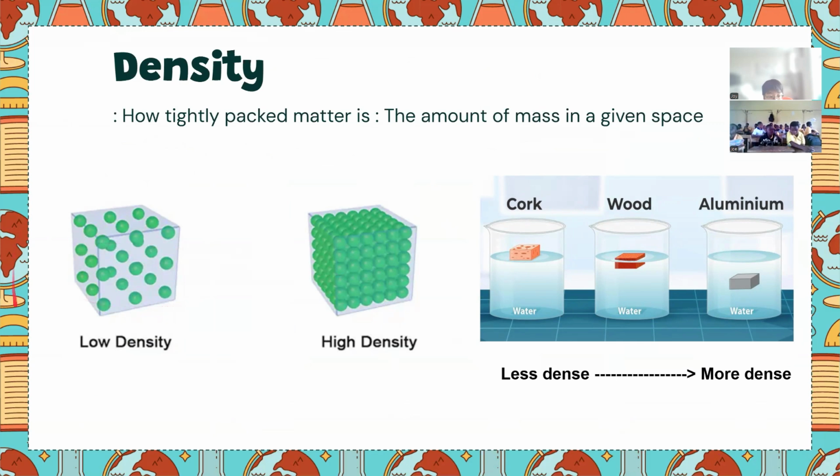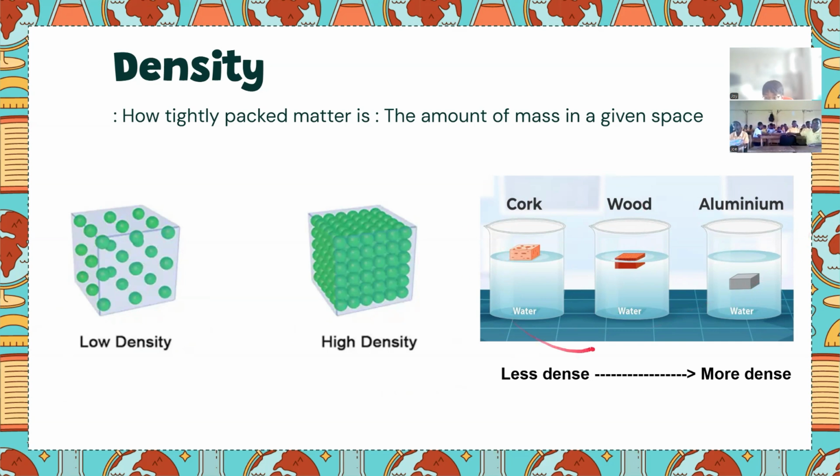So let's look at this left object, which has a green filling. You can see that the green filling is way more spread out. This means that the mass in this space is less than the mass in the space on the right. In the object on the right, you can see that the green objects are tightly packed. That means it is high density. And on the left, it is low density.